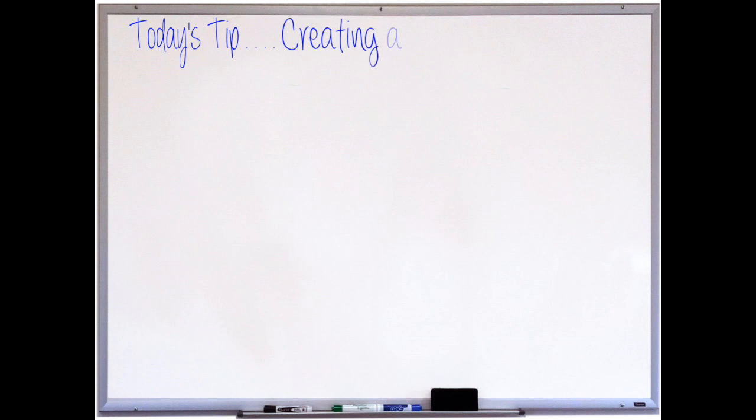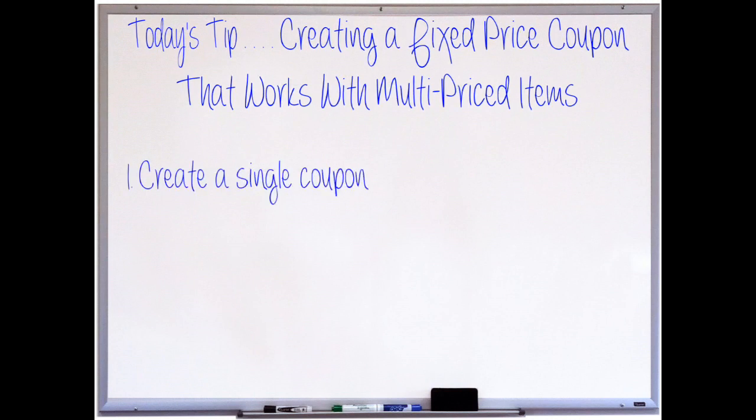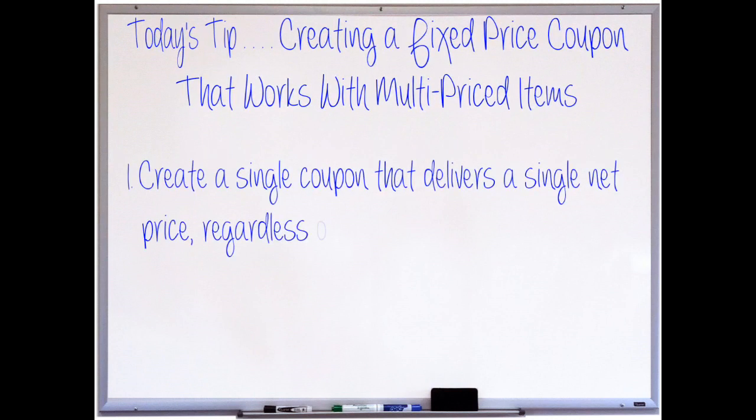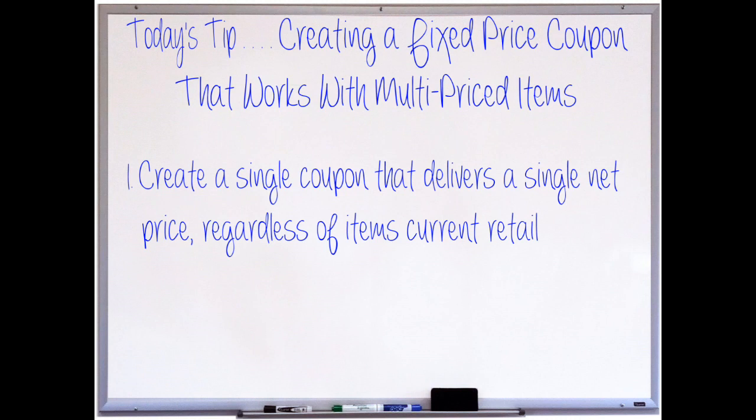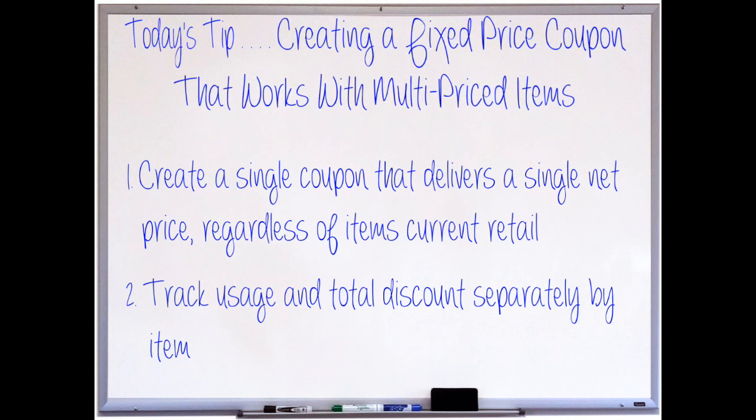Hey guys, in this week's tip, we're going to take a look at creating a fixed price coupon that works with multi-priced items. Now, what do all those big words mean? Well, it basically means we're going to create one single electronic coupon item that delivers a final or a net price on a group of items that may have different retail or even active prices set in the system.